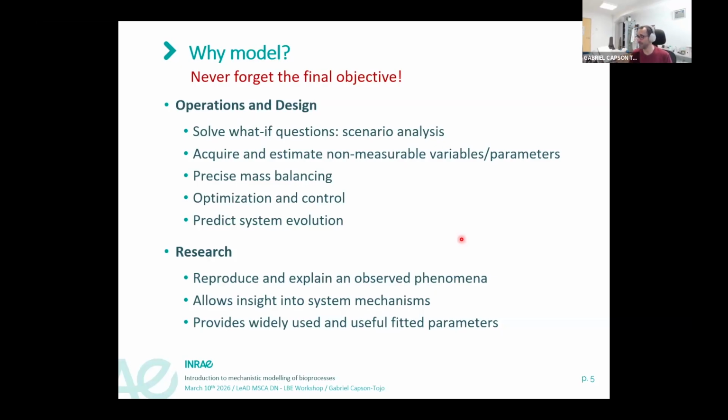Again, if you build a model based on a hypothesis on certain mechanisms or using some parameters that you're not able to measure, running the model and doing simulations can give you insights on the underlying system mechanisms. And of course, you can have fitted parameters that you are not able to measure.